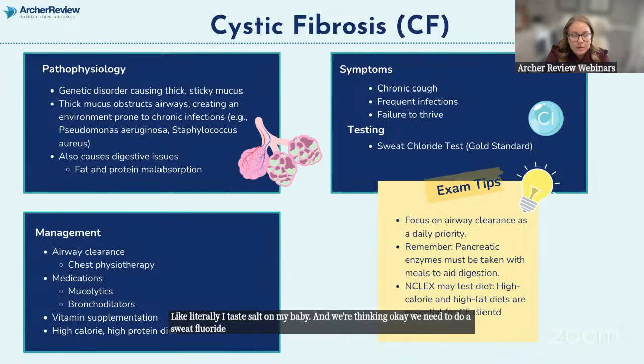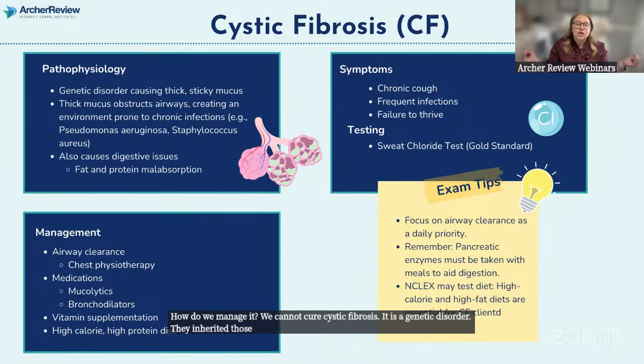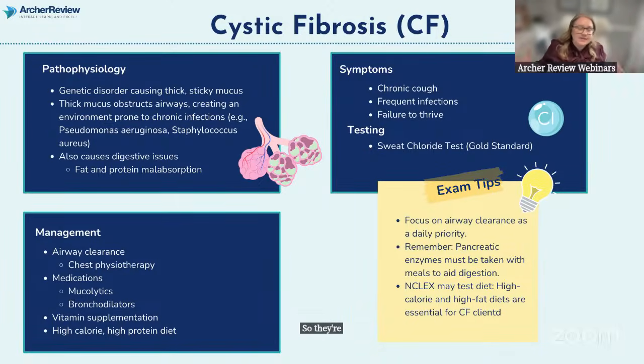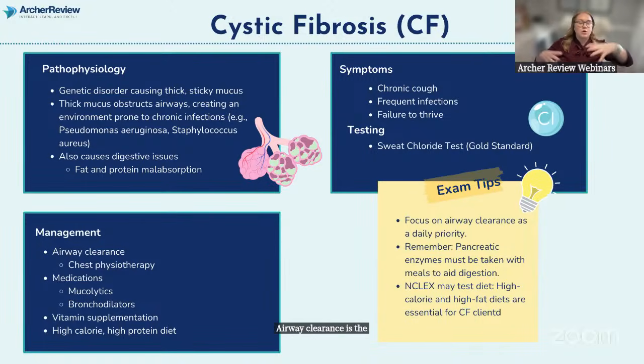And that's going to actually measure how much chloride is in their sweat. And if it's above a certain level, that is diagnostic for cystic fibrosis. How do we manage it? We cannot cure cystic fibrosis. It is a genetic disorder. They inherited those genes. They have it forever. So they're going to have this thick, sticky mucus hanging out, and we need to help them get rid of it. Airway clearance is the name of the game.